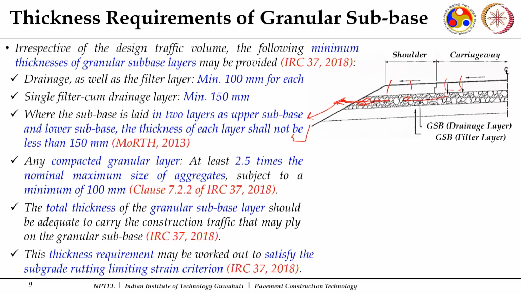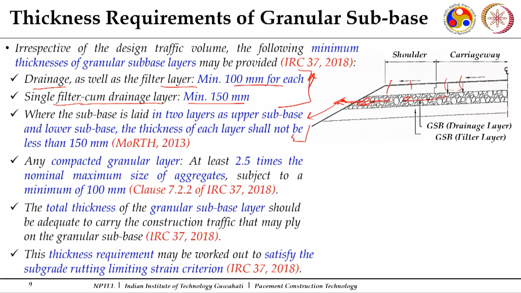There are a few definitions or requirements. If a single filter cum drainage layer is to be constructed, it says 150 mm. There are 2 requirements as per IRC 37, which says that at least a drainage as well as filter layer of minimum 100 mm thickness should be there. And as I said, in certain cases, if you do not have a good thickness of subbase course available, you have to construct a separation as well as filter as well as drainage layer in one course only. Then in that case, minimum 150 mm thickness is to be there.